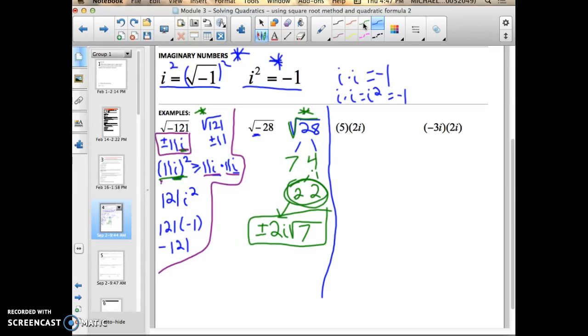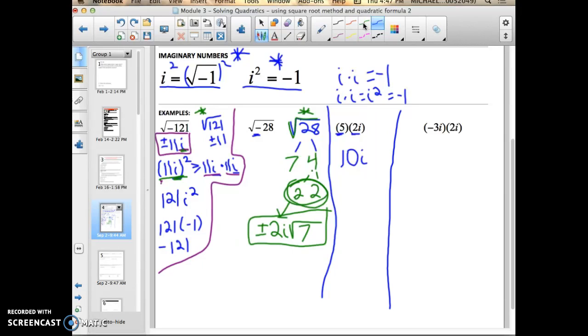Alright, moving on. Multiplying. When multiplying, you treat it just like a variable at first, if there's an I. This 5 and this 2 are coefficients. They multiply on each other. It's as simple as 5 times 2 is 10, and there is nothing to interact with the I, so it just becomes 10i.